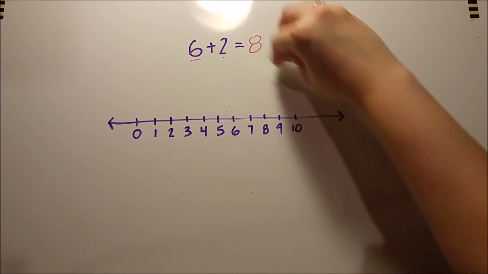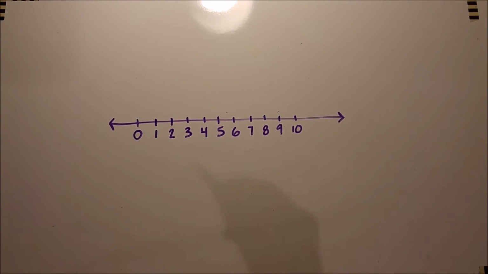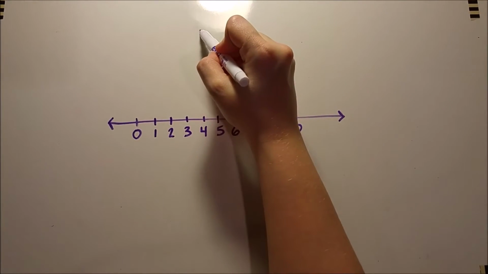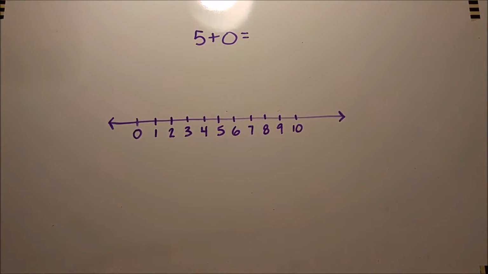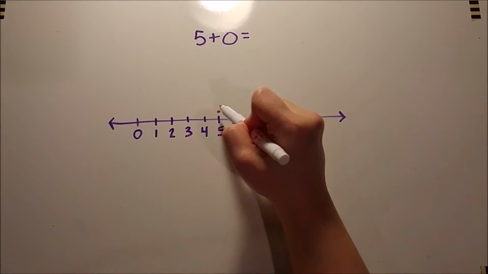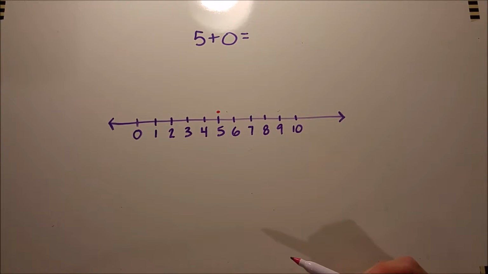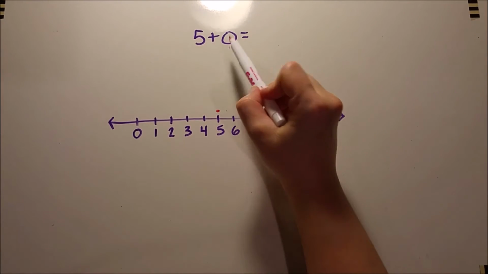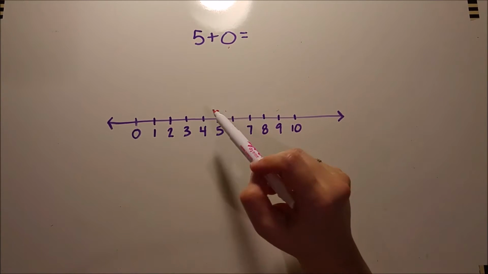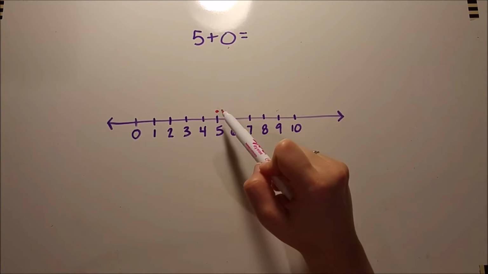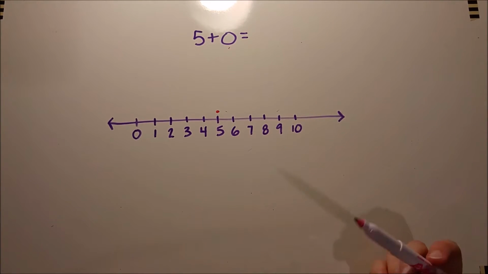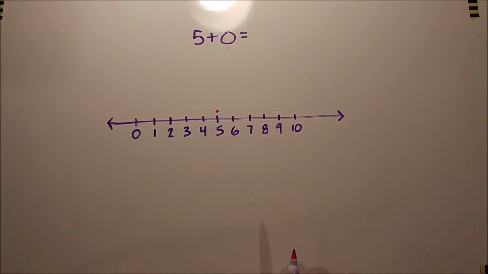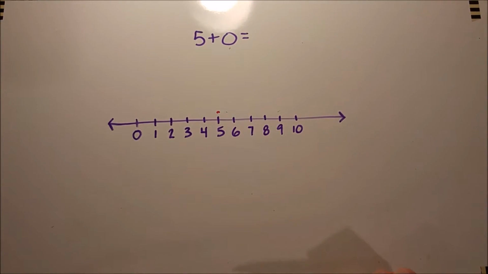What if we weren't adding anything? Say we were adding 0. 5 plus 0. Let's find our 5. How many times will we hop? 0 times. So adding, I would be going this direction, except I don't have to go anywhere. 0 means nothing, no times, no number of hops. So I'm going to stay right where I am. 5 plus 0 is 5.